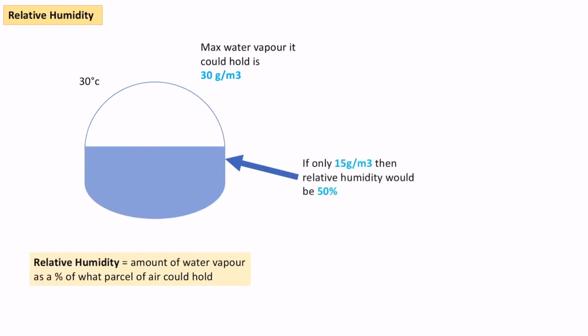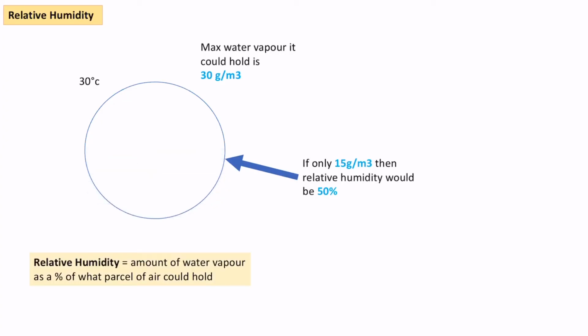It might only have half of that. And so if it only had 15 grams in it at the time, we would then say the relative humidity would be 50%. So we could potentially be able to store much more, but at the moment it's only storing 50% of what it could store. So that's relative humidity. It's like saying I could do 5 preps tonight, but I've only done 2 preps, and therefore I'm only working at under 50% of what I actually could do.